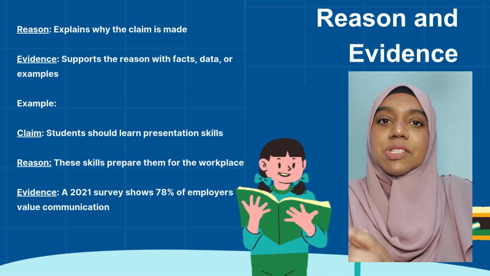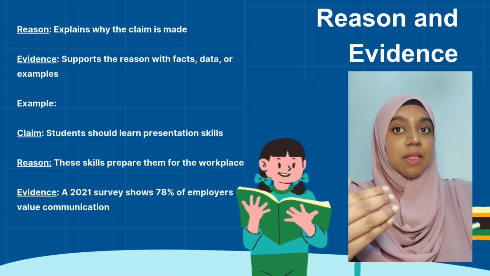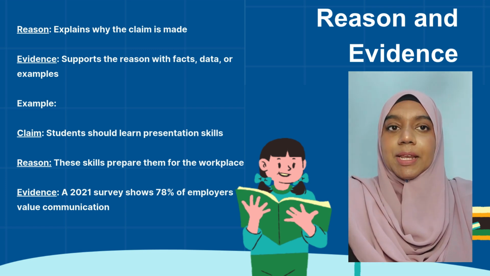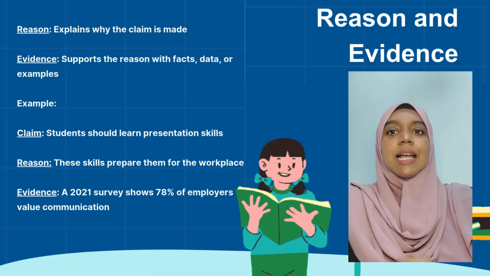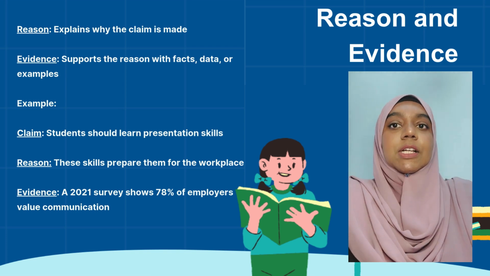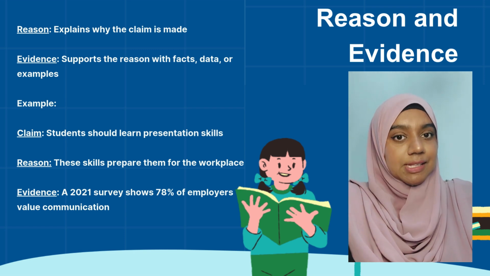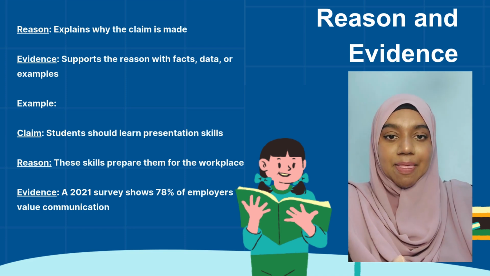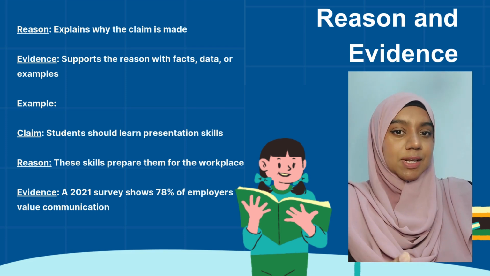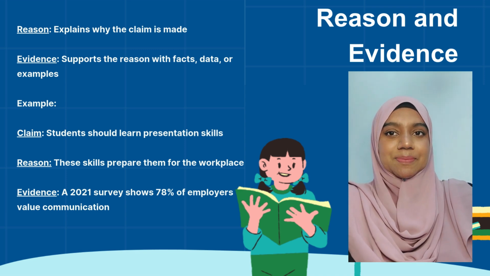After the claim comes the reason. This explains why the claim is made. Then we look for evidence, the facts, examples, or expert opinions that support the reason. Let's look at an example. The claim is students should learn presentation skills. The reason for this claim is that these skills prepare them for the workplace. And the evidence is, according to a 2021 survey, 78% of employers value communication skills.